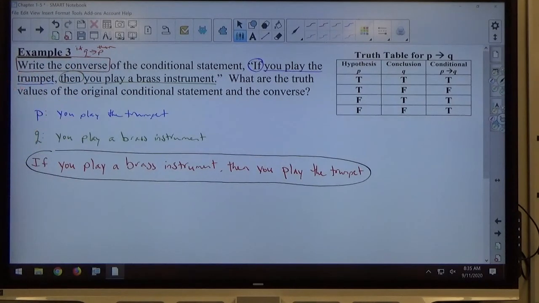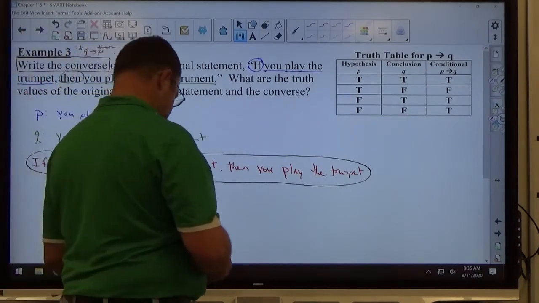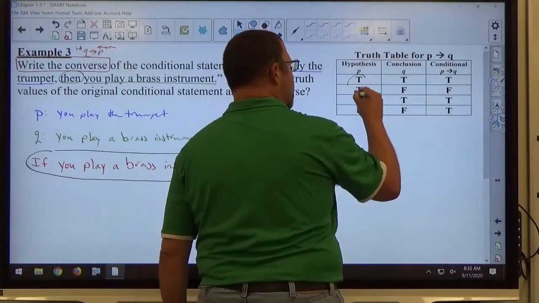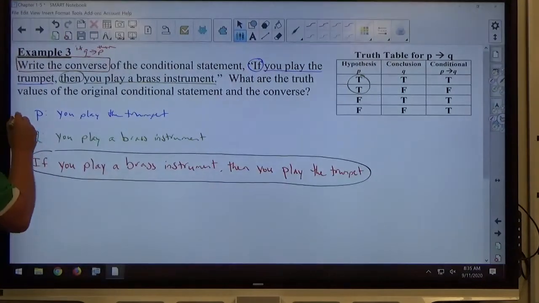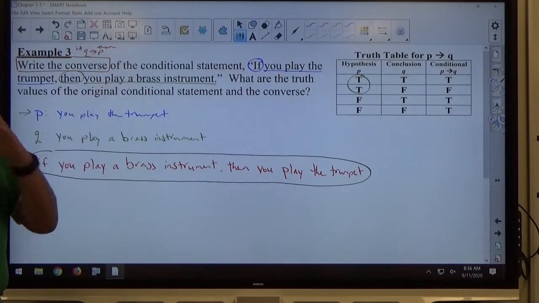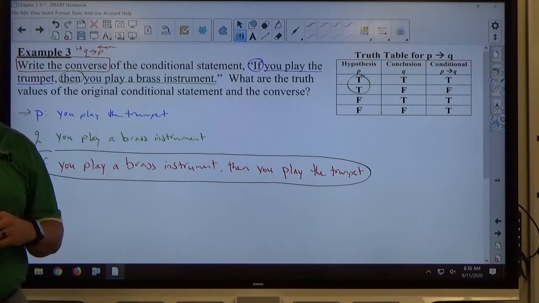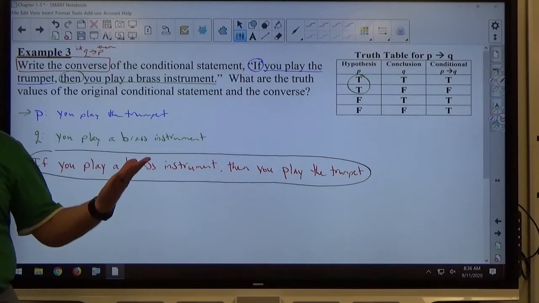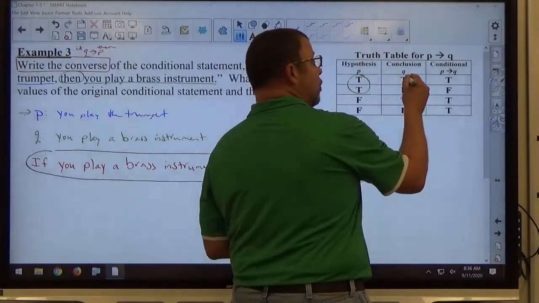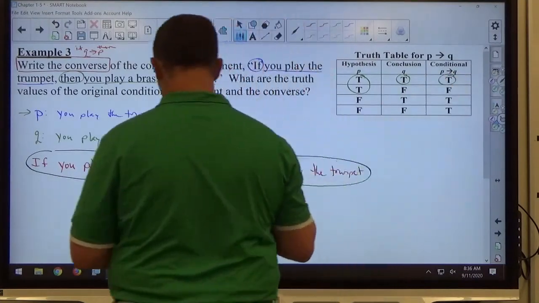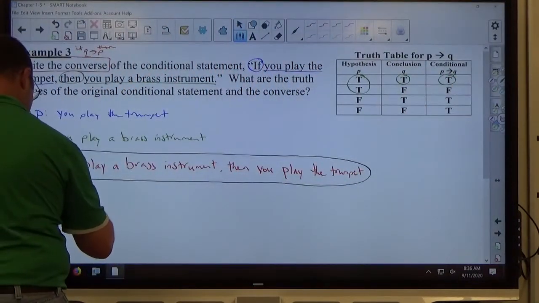The original conditional statement: we're going to assume truth in the hypothesis. So if we're true in the hypothesis of the original statement, we're playing the trumpet. What type of instrument is a trumpet? Brass. So if I'm sitting here playing a trumpet, then I'm playing a brass instrument every single time. A trumpet didn't all of a sudden become a woodwind or a percussion instrument. It's always a brass instrument. So the conclusion is true if the hypothesis is true, so the conditional is true. The original conditional statement is true.